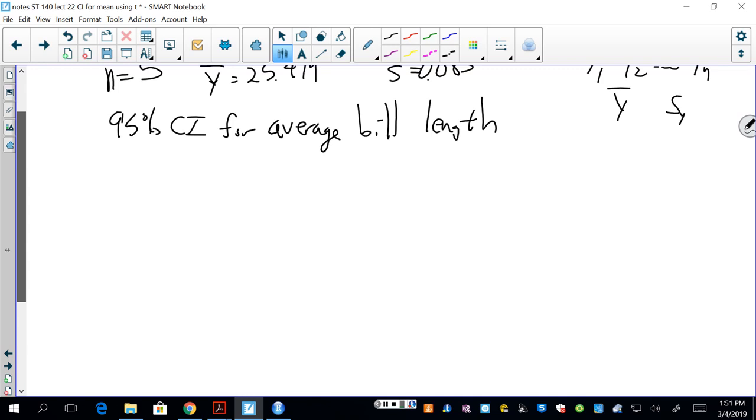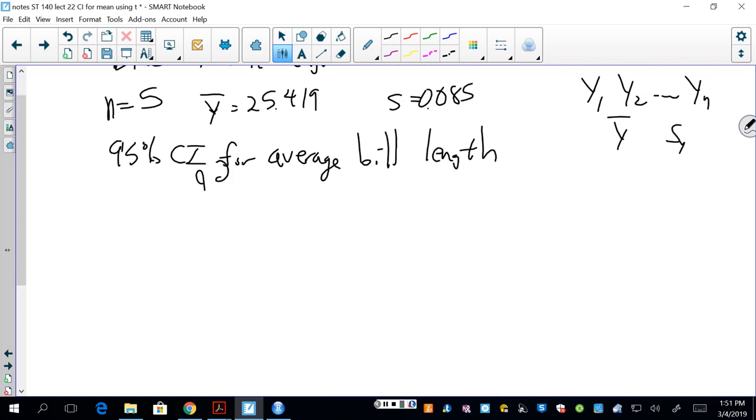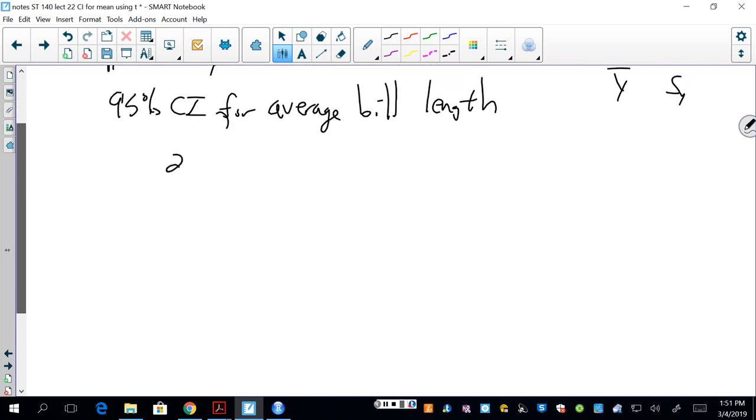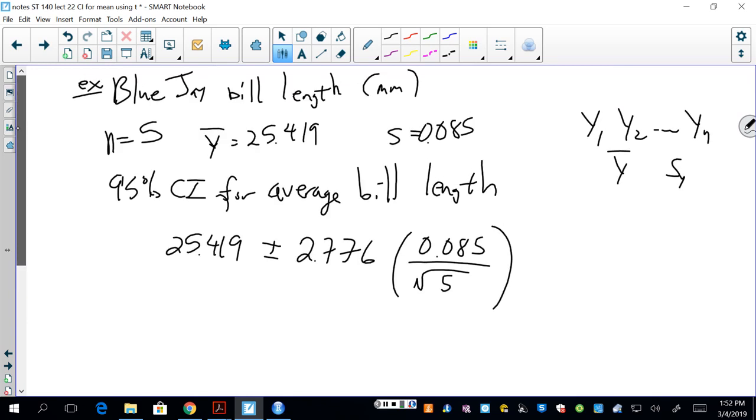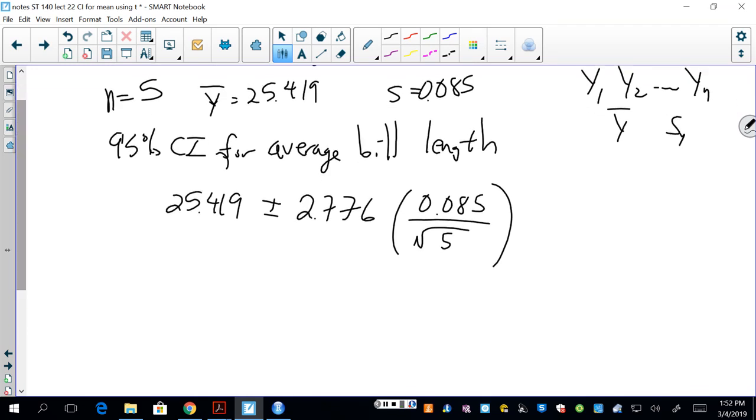So I think it would be 25.419 plus or minus 2.776 times 0.0085 over the square root of 5. I think it's 0.085, so did I have an extra zero? You had an extra 0 in there. In any case, except for that one number, it's right. So this is the average, plus or minus the t-value, and then s over the square root of n.